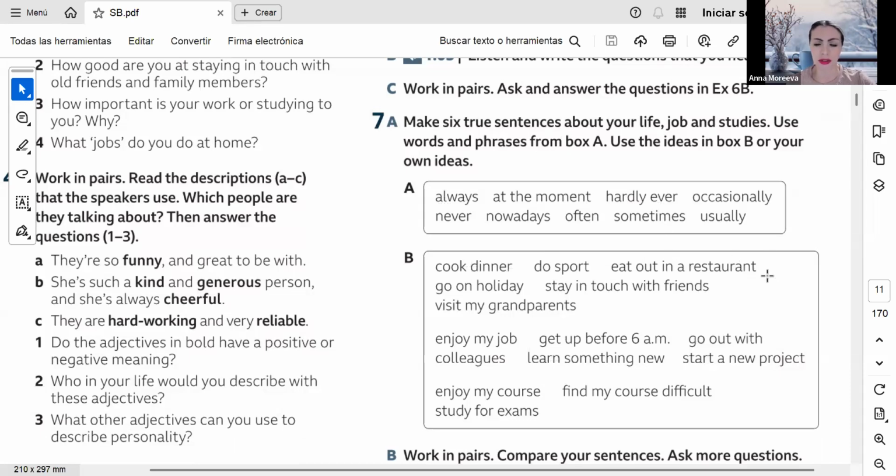I sometimes eat out in a restaurant with my friends. Occasionally, I visit my grandparents in summer. Nowadays, I stay in touch with friends by sending them text messages. I usually go on holiday in winter. I often study for exams at night. So, 6 sentences. Let's take some minutes. 3 minutes, please.